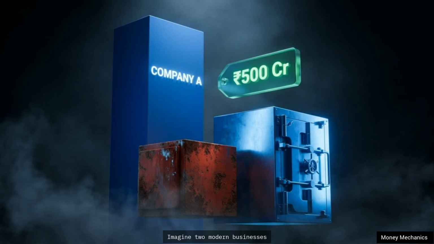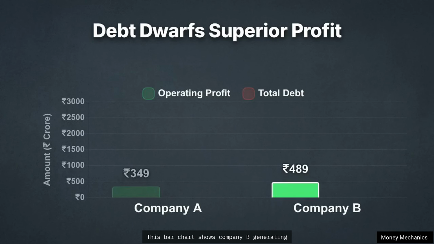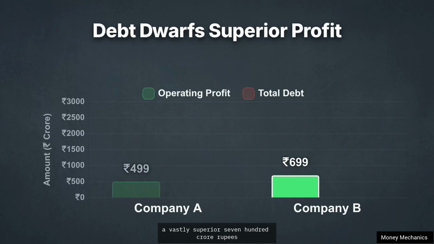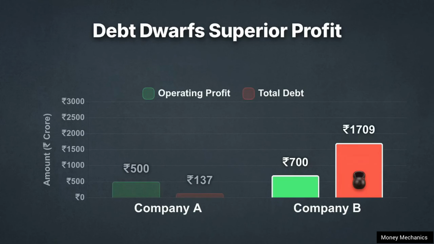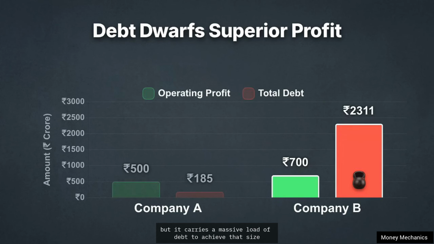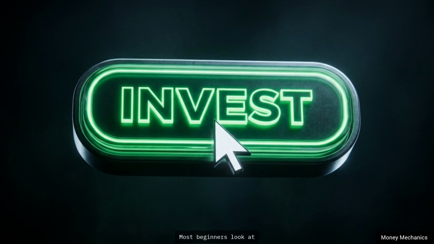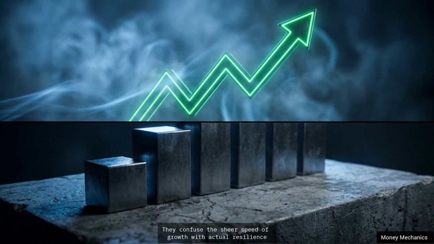Imagine two modern businesses. Company A generates 500 crore rupees in operating profit. It keeps its debt very low and holds large cash reserves. This bar chart shows Company B generating a vastly superior 700 crore rupees in operating profit, but it carries a massive load of debt to achieve that size. Most beginners look at that top-line revenue and immediately choose Company B. They confuse the sheer speed of growth with actual resilience.